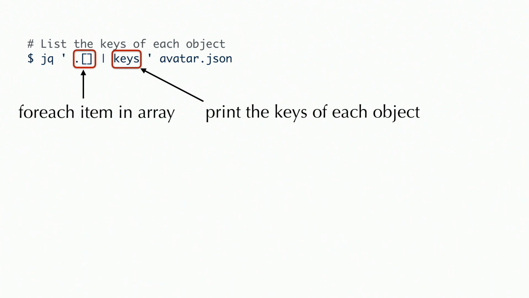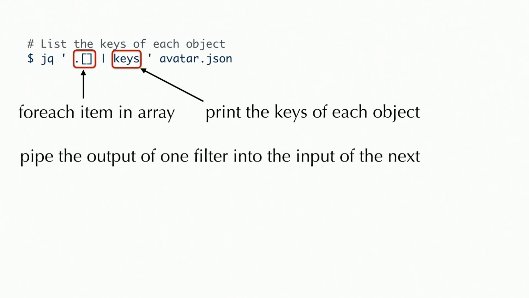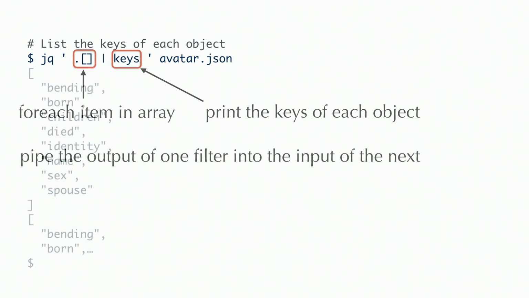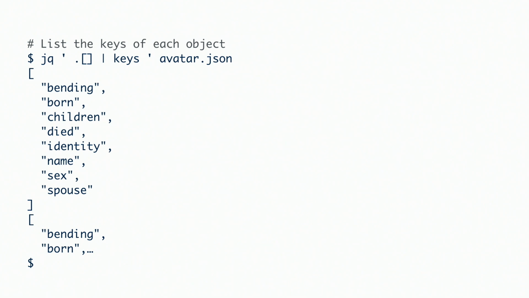And if I type this in on my command line, if I want the output of one to be the input of another, this is what I get. The first JSON object has the following keys: wedding, born, children, died, identity, name, sex, spouse. They don't all have to have them. JSON isn't strongly typed or anything like that, so they could be different, right? But I can see all of them right now. In real life, they're almost always the same.